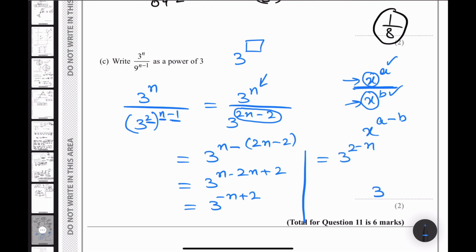So this will be the answer, 3 to the power of 2 minus n. So we have represented this expression in the power of 3. So it's 3 to the power of 2 minus n.